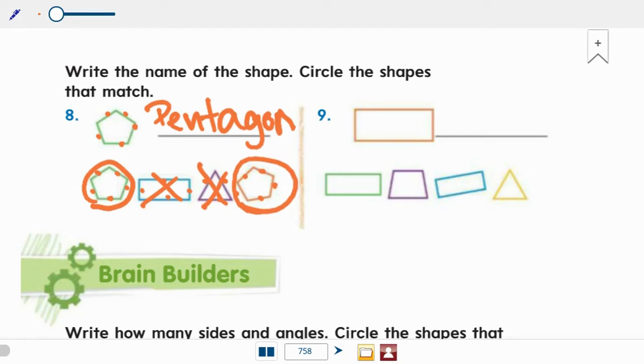For number nine, I'm looking here. I've got one, two, three, and four sides. All right. Four sides. But these aren't just four sides. We're looking for a rectangle in particular. All right.